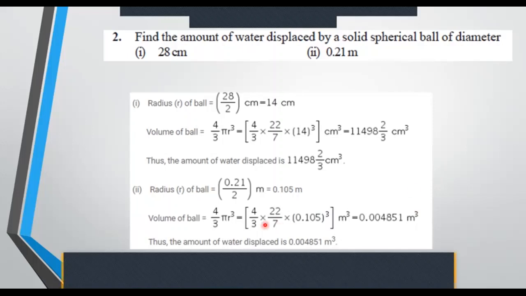You know what? It would have been easier if we could have taken it as 0.21 upon 2 into 0.21 upon 2 into 0.21 upon 2. Many things get cancelled off. That 0.21 will get cancelled with 7 and 3. So that is also one way of working out. But again, simplification is your job. You do it the way you feel comfortable about it.